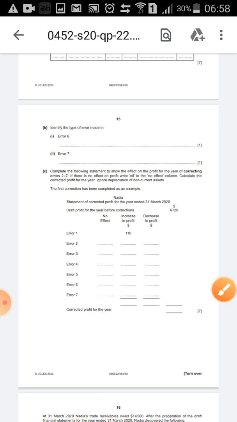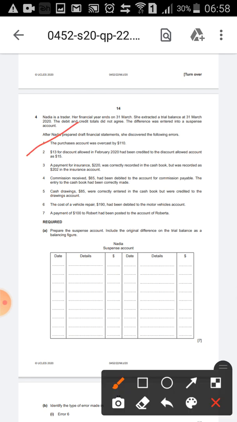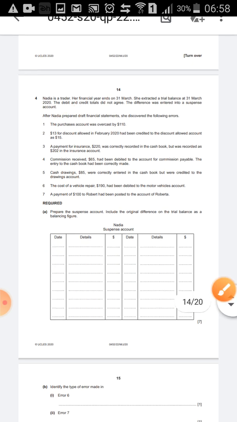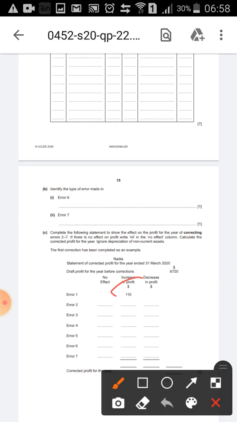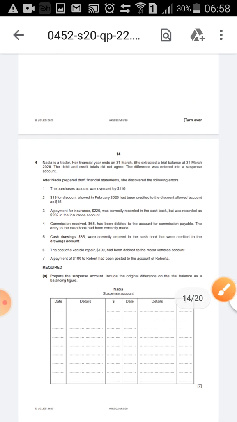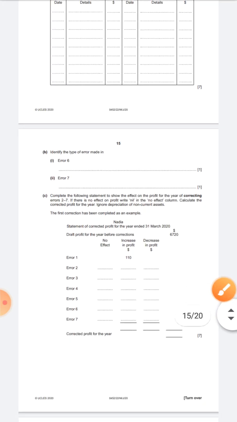For example, the first one, purchases overcast. A reduction in purchases is a reduction in the money flowing out. We credited purchases, which means that we reduced purchases. That was a reduction in the money which was flowing out, and that's why it increased the profit. It is recorded under increase in profit. Now let's see what effect the other ones have.